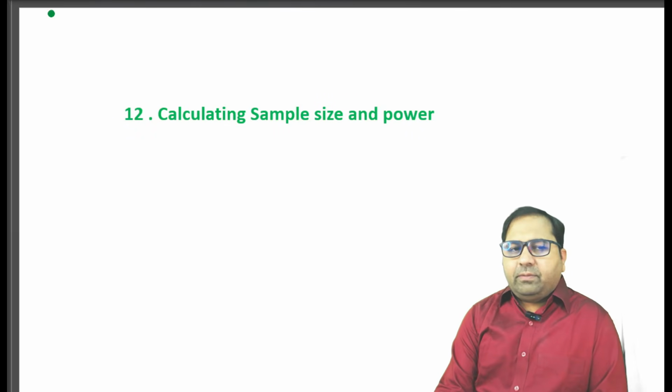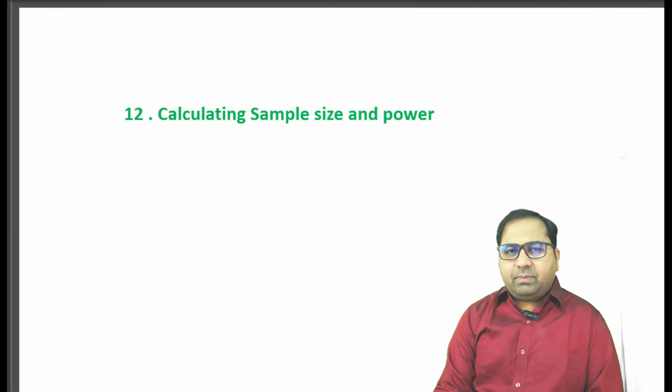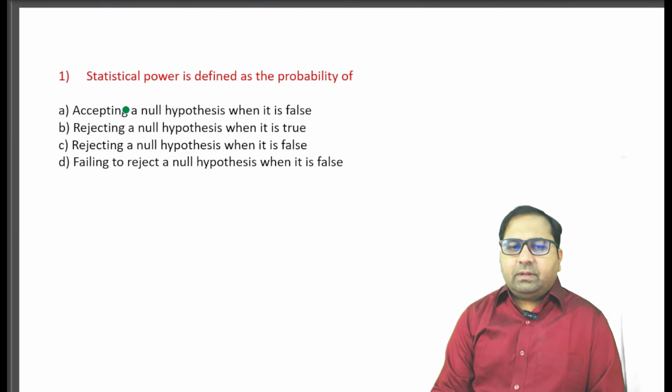Now, let us start our new chapter, calculating sample size and power. First question. Statistical power is defined as the probability of A.